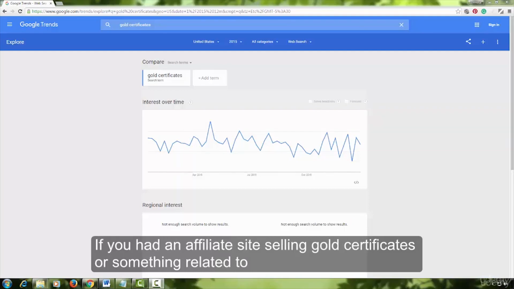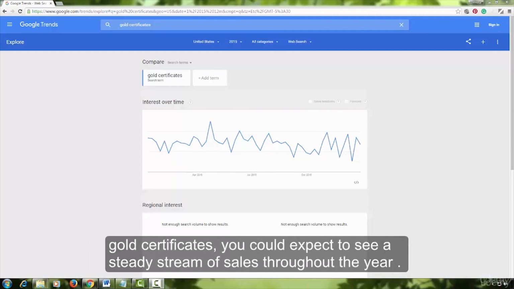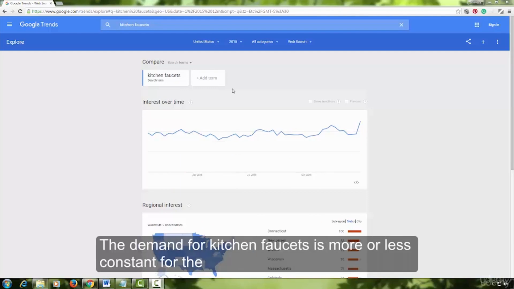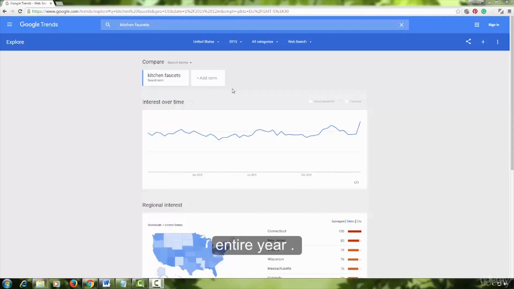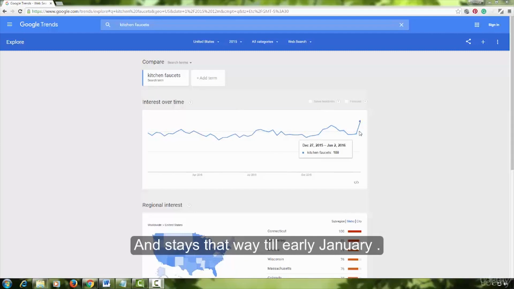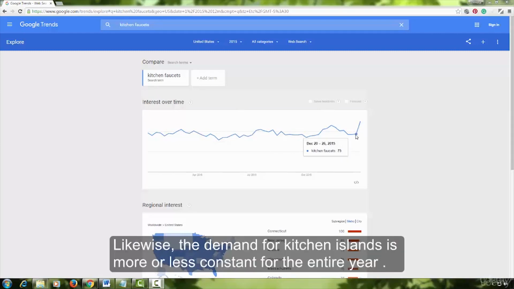If you had an affiliate site selling gold certificates or something related to gold certificates, you could expect to see a steady stream of sales throughout the year. Now, let's look at kitchen faucet. The demand for kitchen faucets is more or less constant for the entire year. But come December, the demand shoots up and stays that way till early January.